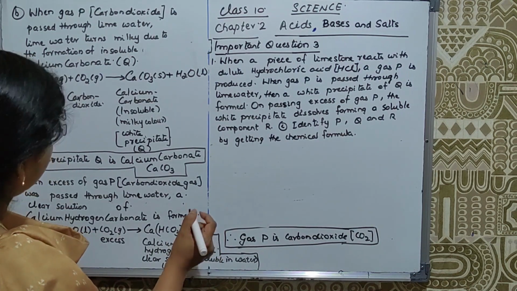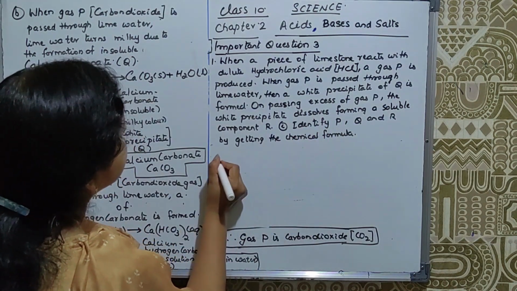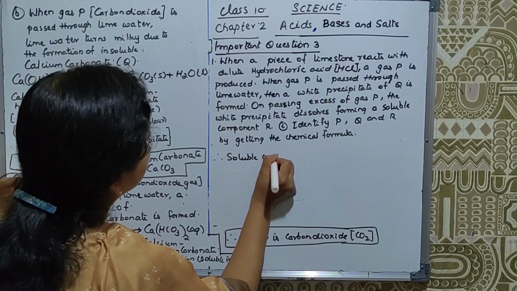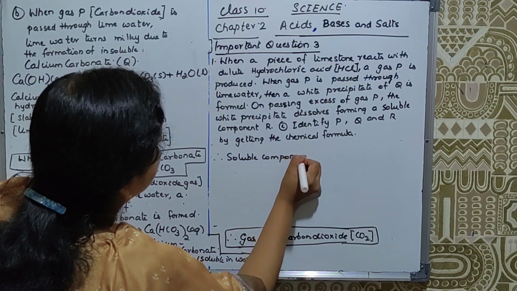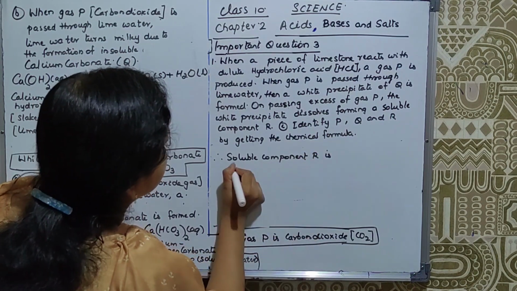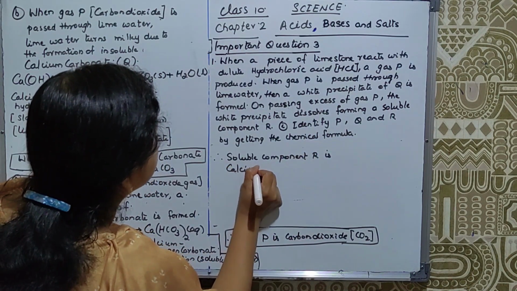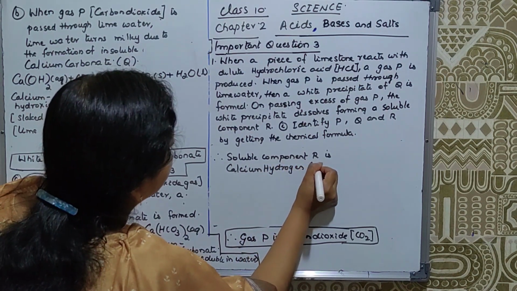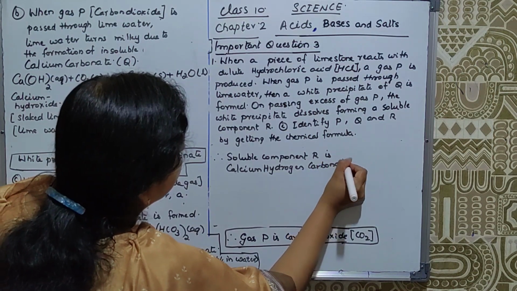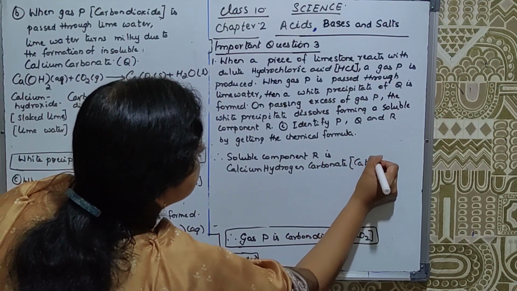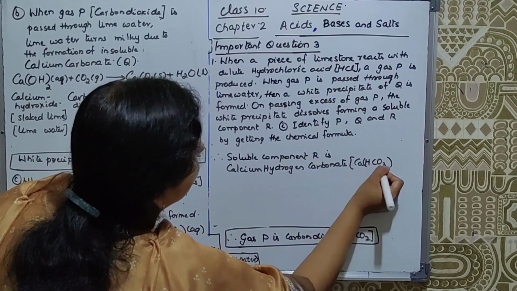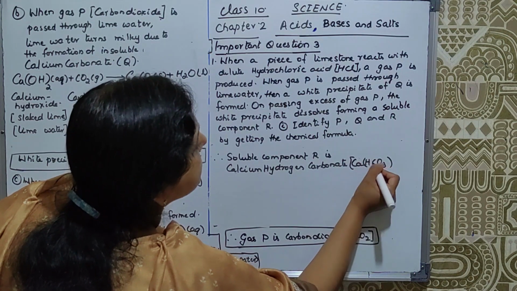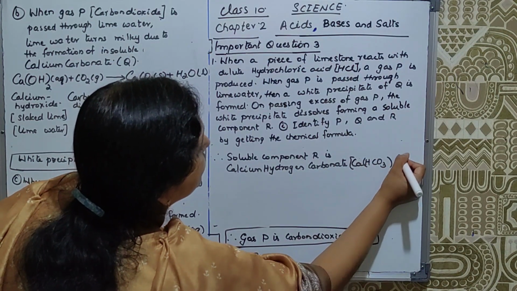So now we'll conclude that one. Before conclusion we'll write, therefore soluble component R is calcium hydrogen carbonate. Formula will be Ca(HCO3)2, because the valency of calcium is 2 and hydrogen carbonate valency is 1. On interchanging the valency we will get Ca(HCO3)2.